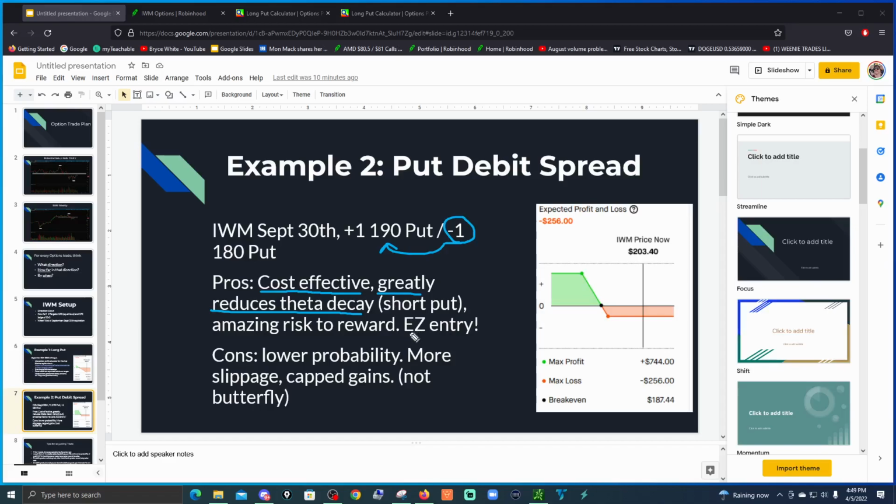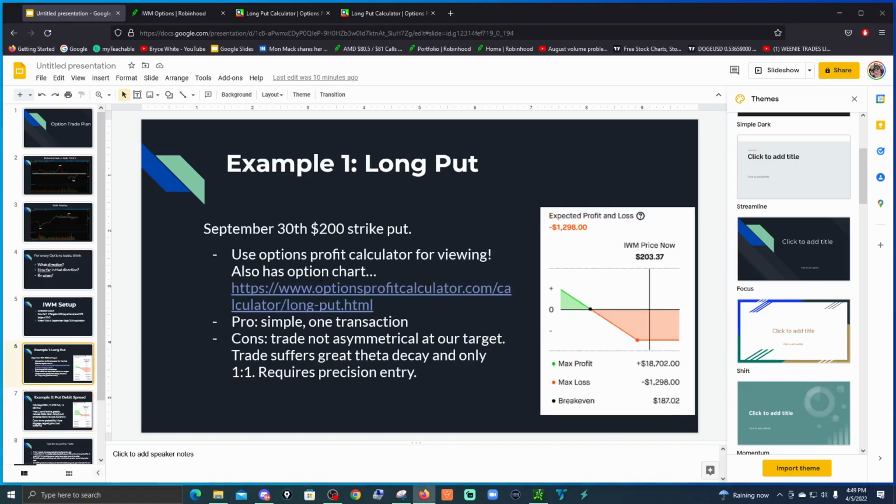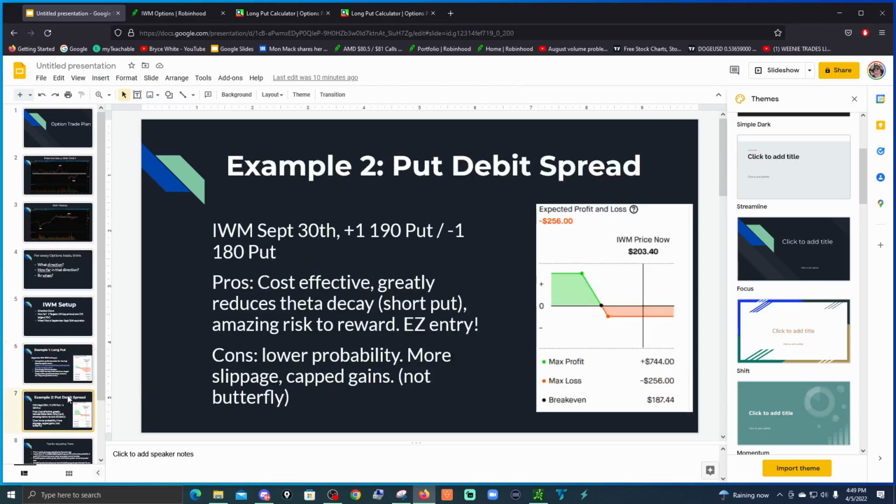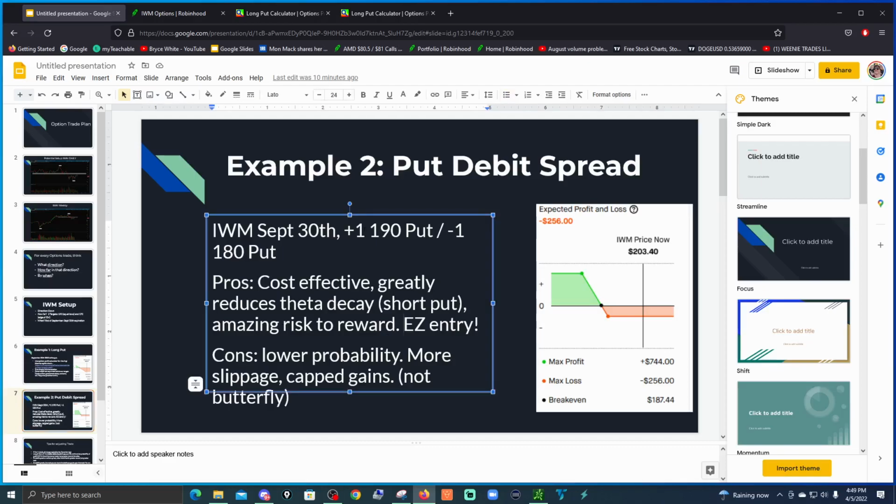And what's cool about this is you don't really need that perfect of an entry. See, when you're buying just a straight up put, you need to be on point. You need to have a precision entry. Otherwise, you can put yourself at a lot more risk, or you might lose a lot right away and you might just be kicked out of the trade before it even takes place. So what's super great about the put debit spread is that it's an easy entry. You don't really have to worry about it. You can buy it super soon. You can be a little bit late to it.